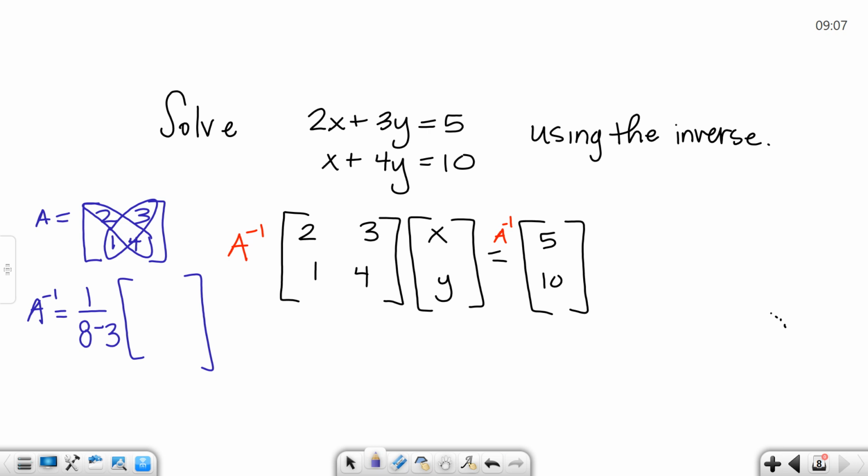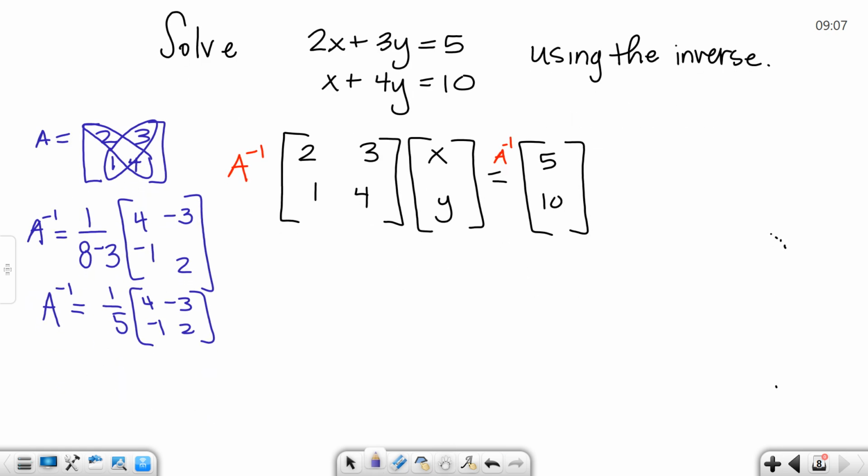Okay. We are going to change the primary diagonal. So instead of 2 and 4, we're going to put it 4 and 2. We're going to swap those. And on the secondary diagonal, we're going to change their sign. So that would be a -3 and a -1. So cleaning this up, A inverse would equal 1 over 5 times this new matrix. So A inverse would actually equal 4/5, -3/5, -1/5, and 2/5. Okay, so that's my inverse.